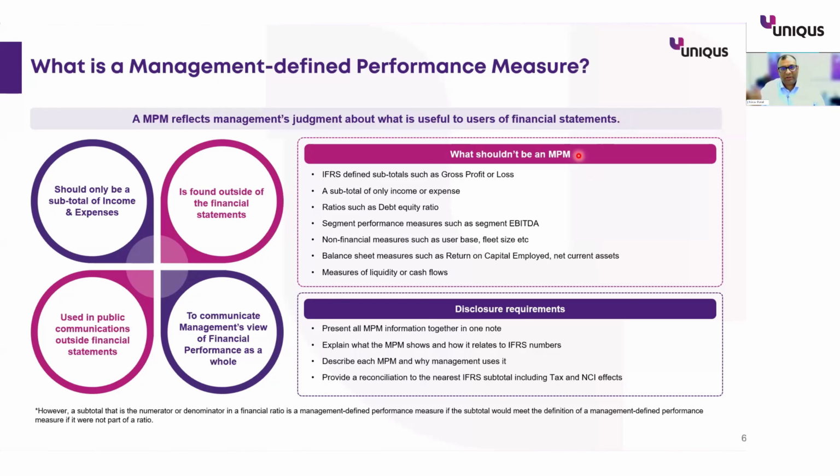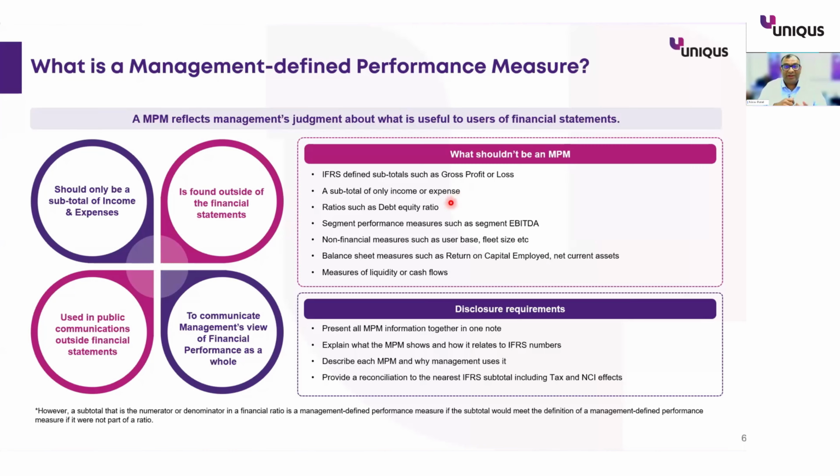So what is not an MPM definitely is not something which is an existing subtotal in the income statement, because that anyway is available, like gross profit or profit before tax. That's not an MPM because that was always there in IFRS. It is a subtotal of only income or only expense. So if you have only revenue, or revenue from this particular line of activity or this particular sale of products, that will not constitute an MPM. It has to be a combination of income and expenses. Okay, so just one part of the income statement will not constitute an MPM, I beg your pardon. It has to be a combination of two.